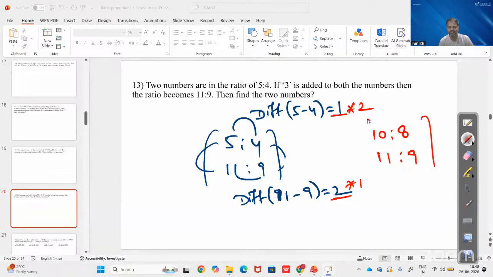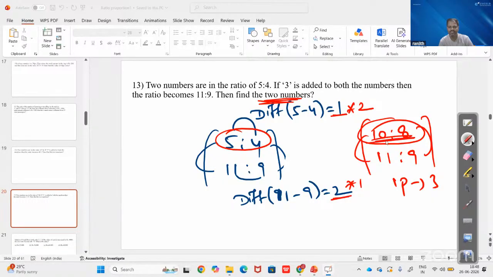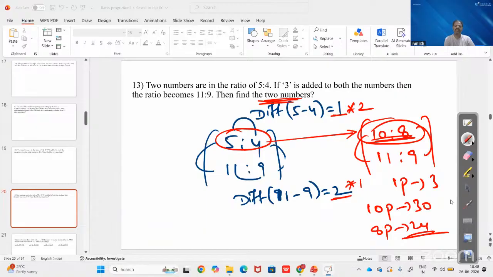నౌ టేక్ ద డిఫరెన్స్. సో రెండిట్లో డిఫరెన్స్ 1 ఉంది. వేర్ 1 part ఈక్వల్ టు ఏమన్నాడు 3. దెన్ ఫైండ్ ద టూ నెంబర్స్. మరి టూ నెంబర్స్ అంటే ఇనీషియల్ రేషియో తీసుకోవాలా, ఫైనల్ రేషియో తీసుకోవాలా అంటే ఫైనల్ రేషియోనే తీసుకోవాలి. ఎందుకంటే ఈ రేషియో నుండి ఈ రేషియో వచ్చేసాం కాబట్టి. వేర్ 1 part ఈక్వల్ టు 3, 10 parts ఈక్వల్ టు 30 and 8 parts ఈక్వల్ టు 24. సో ద ఆన్సర్ ఈస్ 30 and 24.